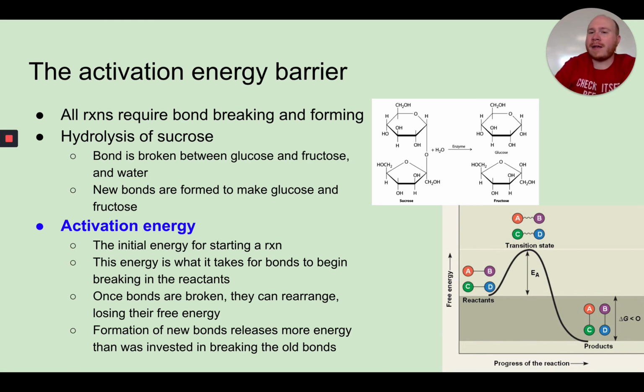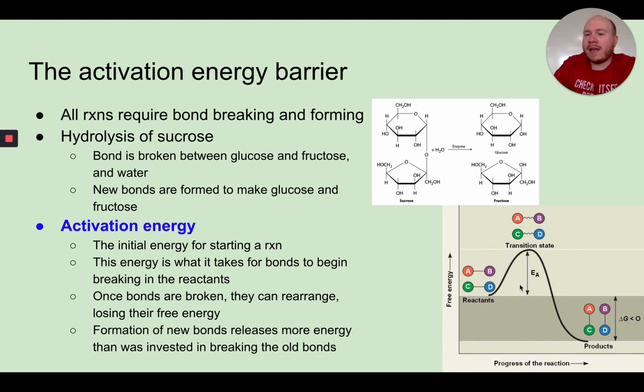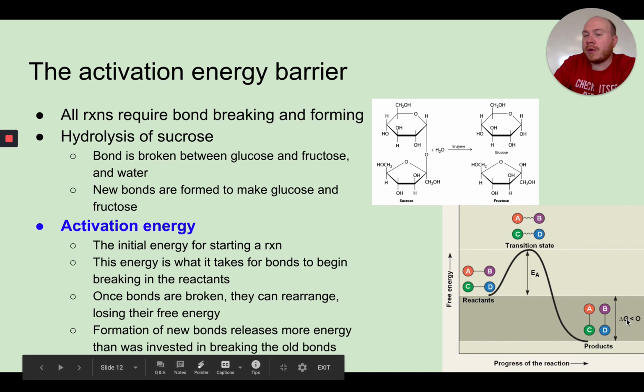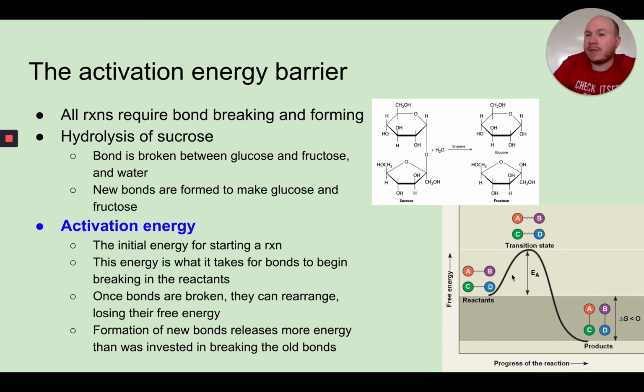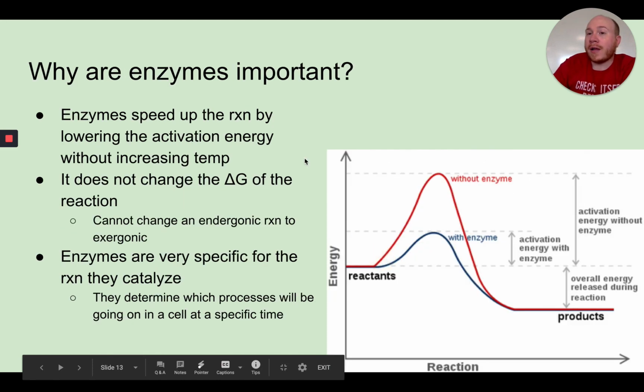You're going to see these diagrams a lot, especially when we do our POGIL activity. Here are our reactants. We need to have an input of energy to break bonds apart, make them less stable so that they can eventually go to a more stable product. And so this is how reactions work. We put energy into them, or at least certain reactions, endergonic reactions, where we put energy in to get something more stable out. And why are enzymes important?